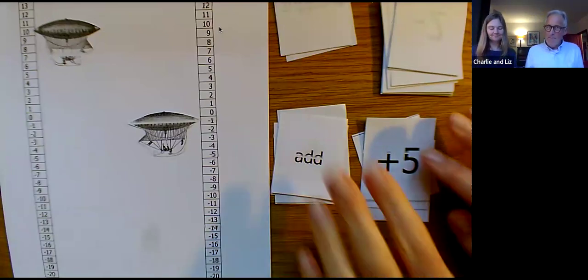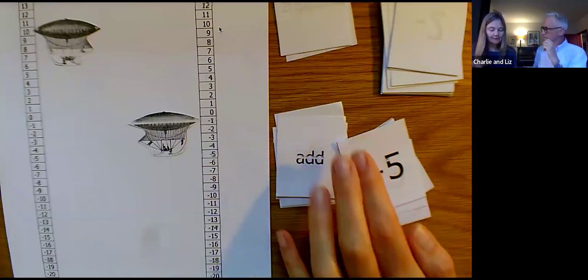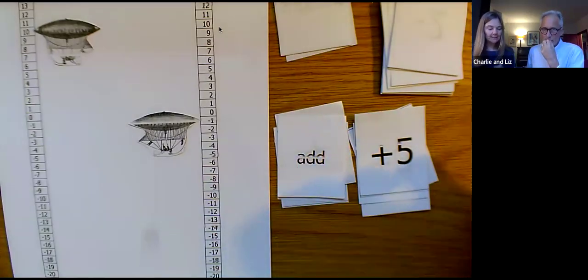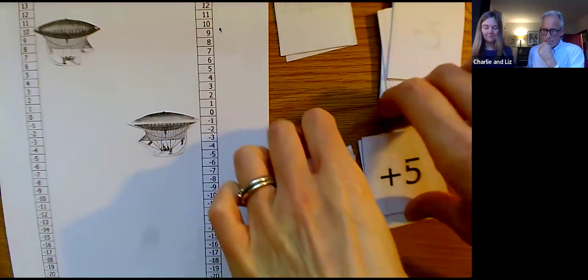Good. But this is a great example of where actually our use of language is key in helping students understand the mathematics, what's going on, I think, isn't it? It's really lovely. Yes.